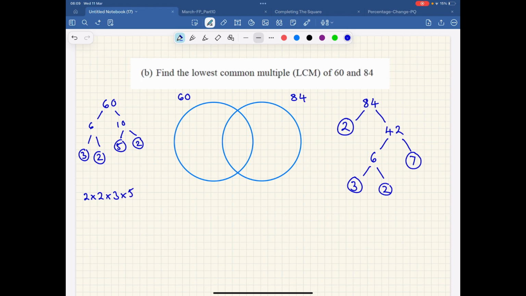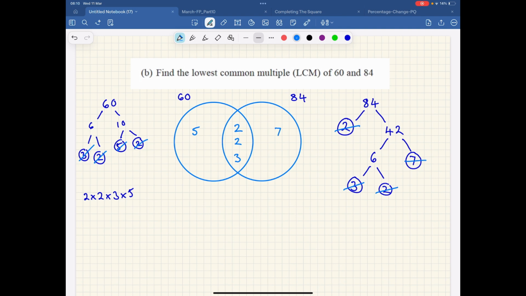Okay, so I now need to put the ones in the intersection, the common ones in the intersection. So I'm going to cross off 2 and 2 from there and pop it in. Then I'm going to go again. I've got a 2 here and a 2 here. I can put that in. And then I've got a 3 and a 3. I can put that in. And I'm left with my 5 from my 60, which needs to go here, and my 7 from my 84.